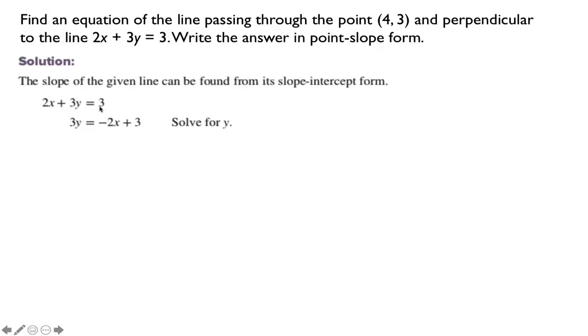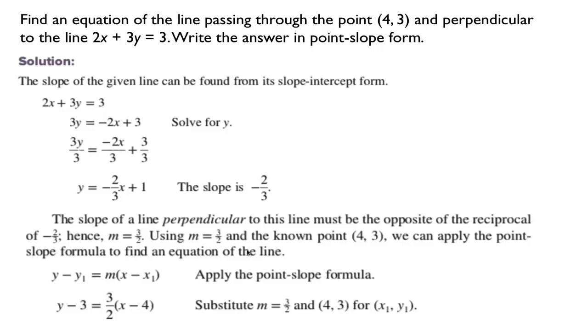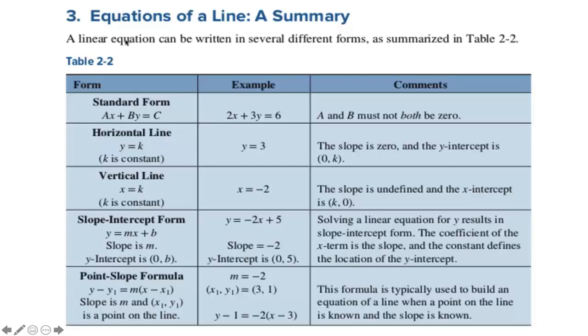So again, solving for y, we get minus 2x divided by 3. The slope is -2/3. So that means that the slope of the other line must be the negative reciprocal of this. So it must be 3/2. And then since we know that it has to go through this point 4, 3, we plug in 3 into y1, 4 into x1, and then here's the point slope form of the line. So this line right here is perpendicular to the given line up here.